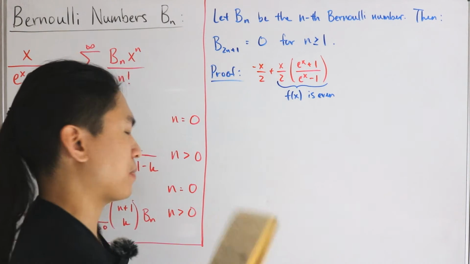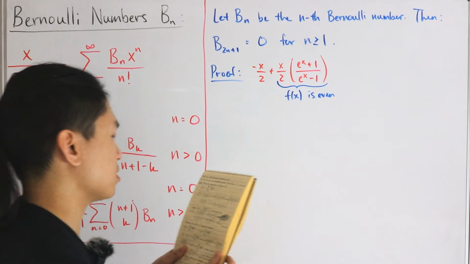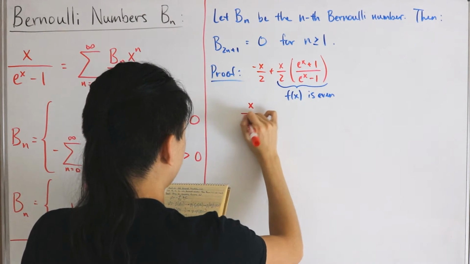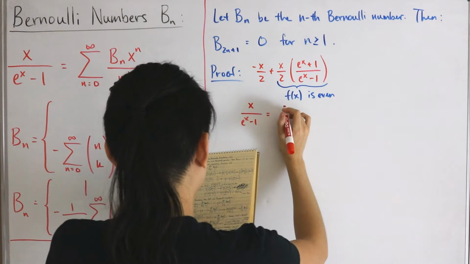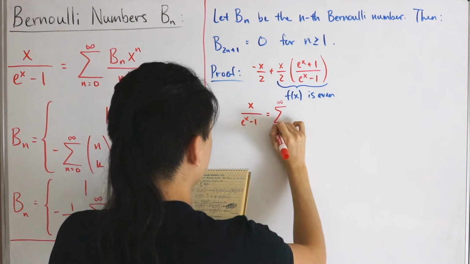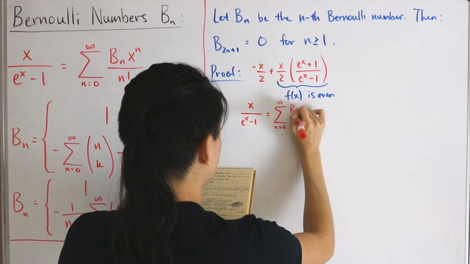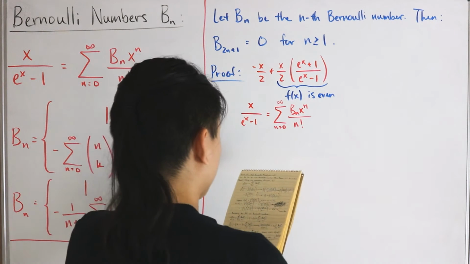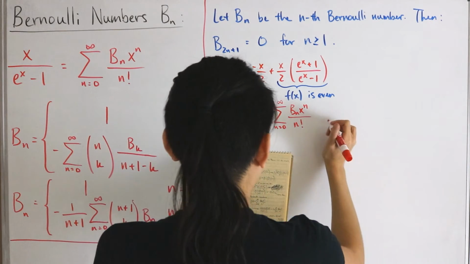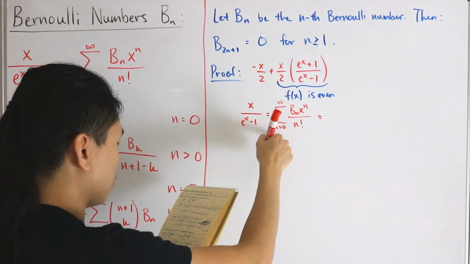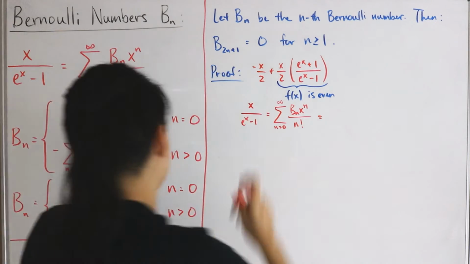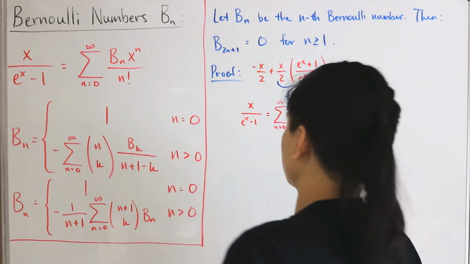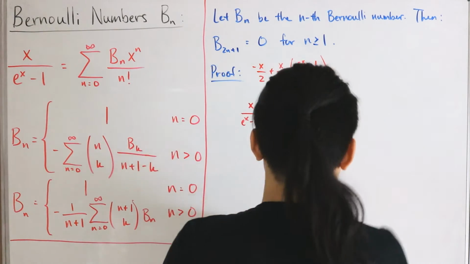So next step, and you might be thinking, what was the point of all this? Going back to the beginning, we have that the generating function x divided by e to the x minus 1 is equal to the infinite sum, n equals 0, of b sub n times x to the power n divided by n factorial. Let's evaluate this at the terms for n equals 0 and n equals 1. I mentioned earlier that b sub 1 is equal to negative 1/2 from the recurrence relation we just put in, and b sub 0 is equal to 1.